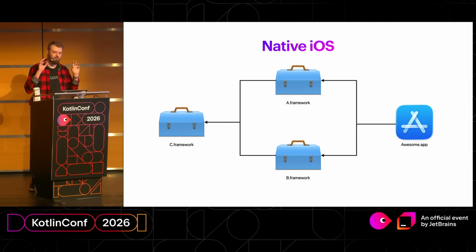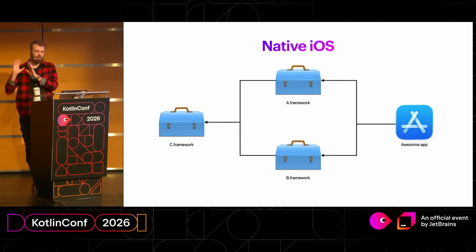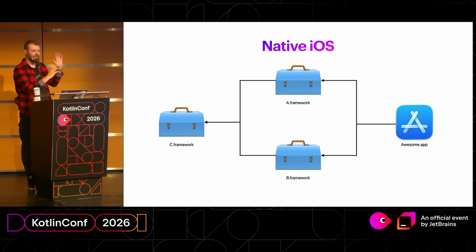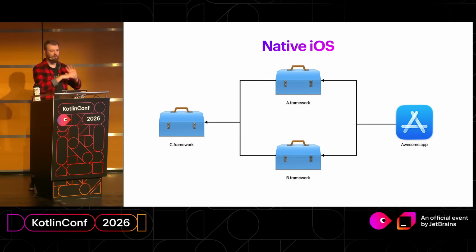I intentionally went with just placeholder names, because we will only have these 3 frameworks, and it doesn't matter what frameworks they are. It's all about the structure. We have an app. That's our final executable. Then we have some intermediate frameworks that are in parallel. And then we have a framework, the C framework, which is our common code that is shared amongst those 2.